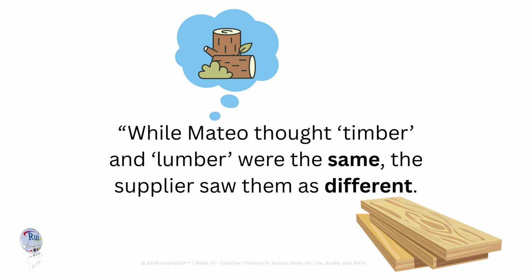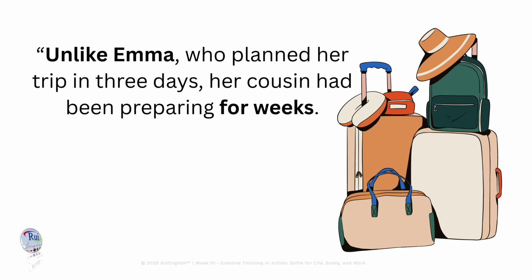Did you catch that? Just that one word, while. It sets up the entire mini-drama in the sentence. It immediately creates this tension between what Matteo thinks and what the supplier knows is true. It's so simple but so powerful. And here's another great one with unlike. It just draws this perfect, clear line between Emma's let's-just-go approach and her cousin's super detailed planning. In a single sentence, you get this huge insight into who they are as people.